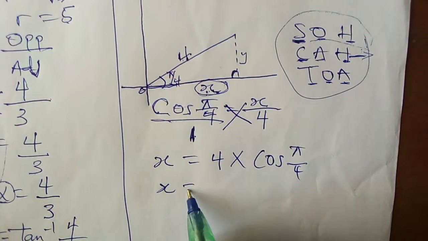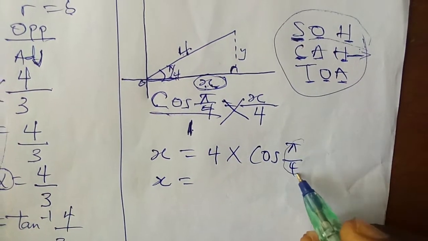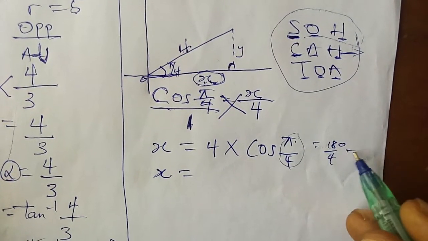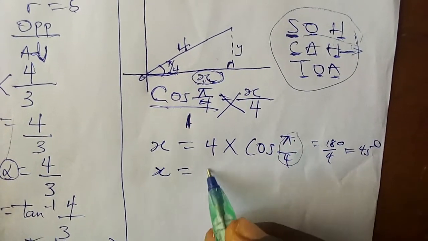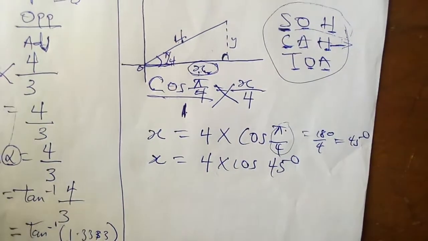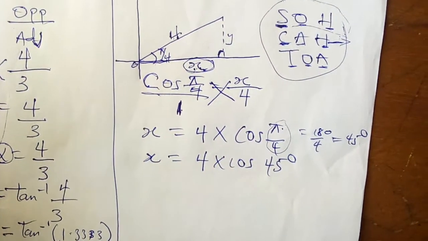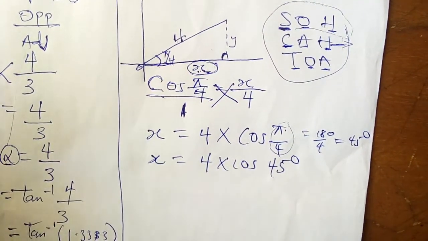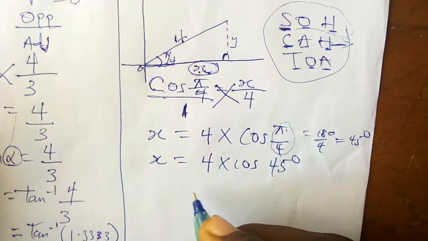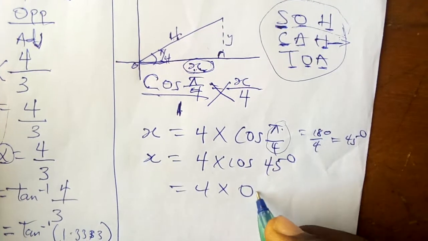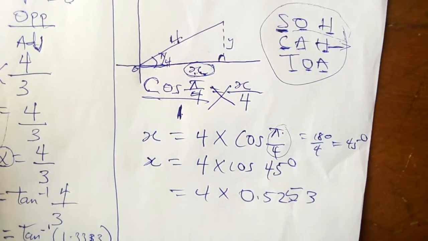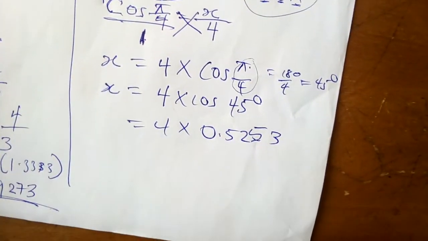Now our x will be equal to what? Pi over 4, I told us it is 180 divided by 4. And that will give me 45 degrees. So that means I have 4 times cos 45 degrees. And if you get that in your calculator, what is cos 45 degrees? That will give us 0.5253.